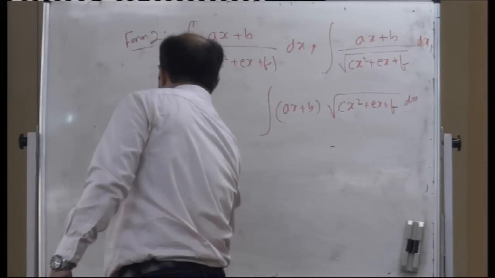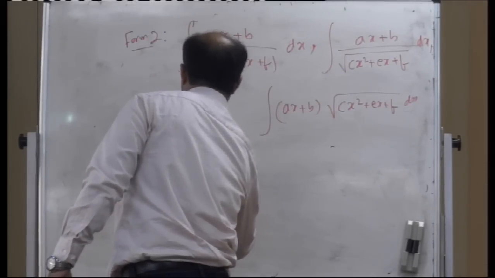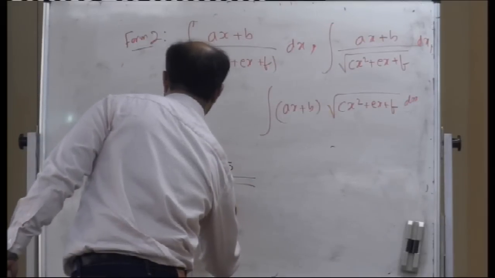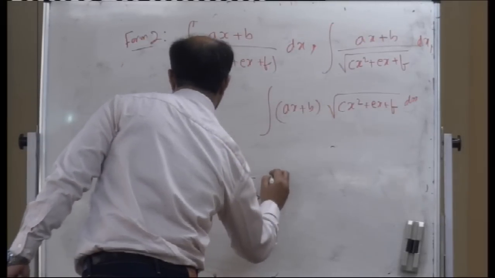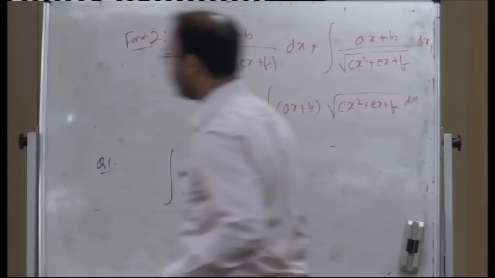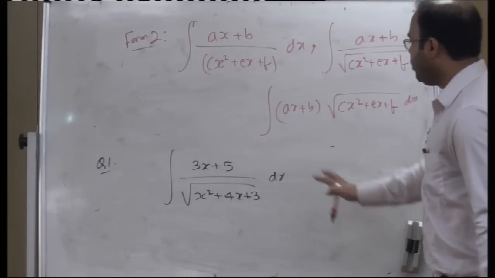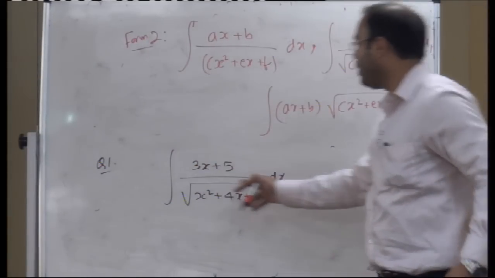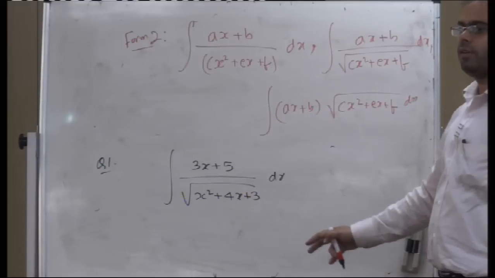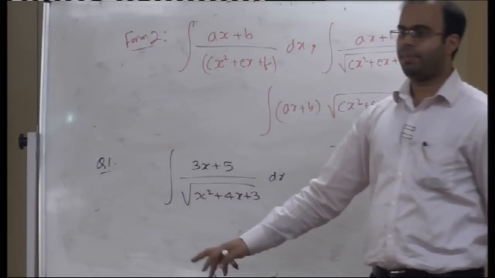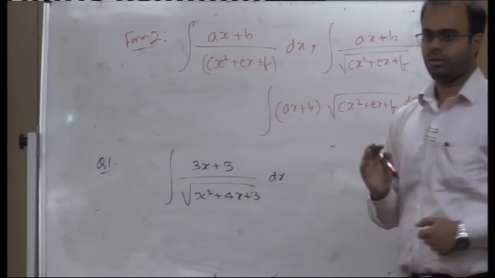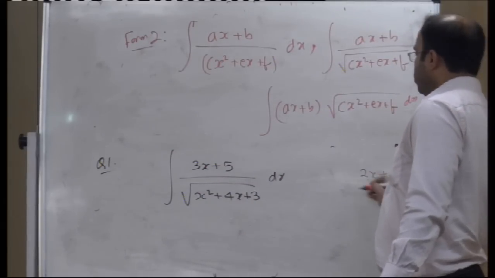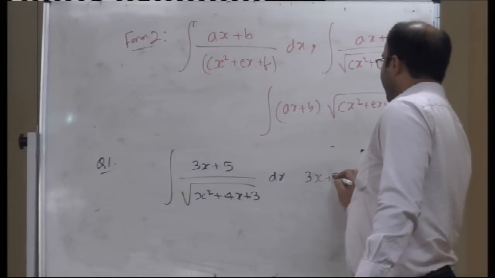Evaluate the integral of (3x plus 5) upon root over (x square plus 4x plus 3). Yeah, this is the question. So when you solve such a problem, you have to express the linear term in the numerator in terms of the derivative of the quadratic present here. So what is the derivative of this quadratic? It's 2x plus 4. So you have to write 3x plus 5 in terms of 2x plus 4.